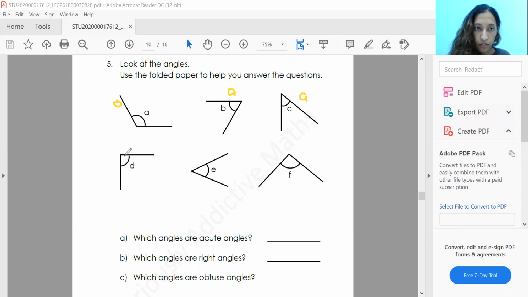What about D? Okay, D, can you see that it's a right angle? So R for right angle. What about E? Acute as well, right? Because it's smaller than 90 degrees. And what about F? F is an obtuse angle because it's larger than your 90 degrees. Okay, so which angles are acute? We've identified them. B, C, and E. Right angle would be D, and obtuse ones are A and F. All right, okay, so I hope all of you got that.